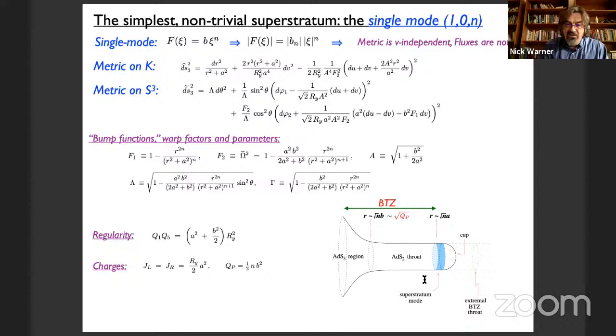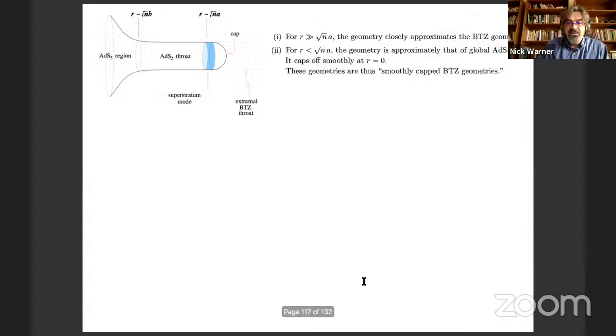But put another way, if you sit up here and put a Gaussian surface and measure the momentum charge, you'll measure QP. If you sit down here and put a Gaussian surface and measure the momentum charge, you get nothing. This is where the momentum charge is localized inside the solution.